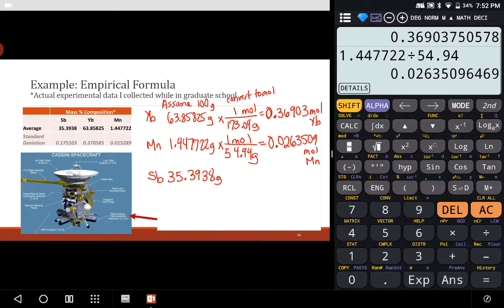And then lastly, we have antimony, which is 35.3938 grams. I will convert that into moles by using the molar mass of antimony from the periodic table. So look that up. Hit enter first. Okay.